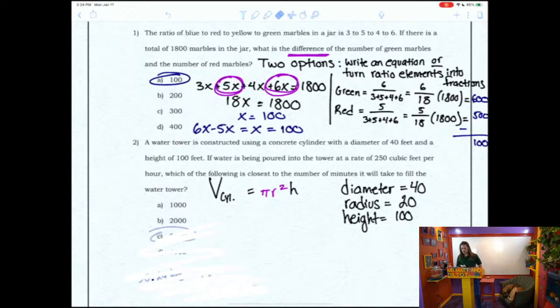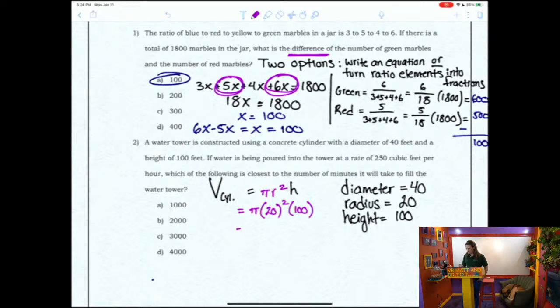So if the volume of a cylinder is equal to pi r squared h, the radius here is 20 because they told us the diameter is 40. The radius has to be half of the diameter. So 40 divided by 2 would be 20. The height here is 100. So the volume is going to be pi times the radius, which is 20, squared times 100. 20 squared is 400, so this is going to be pi times 400 times 100.